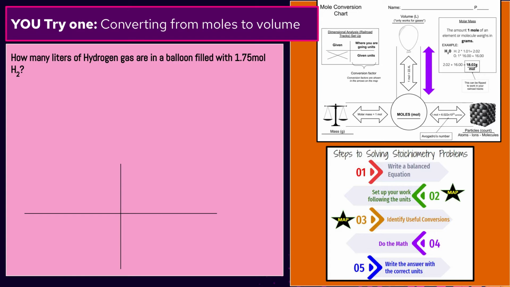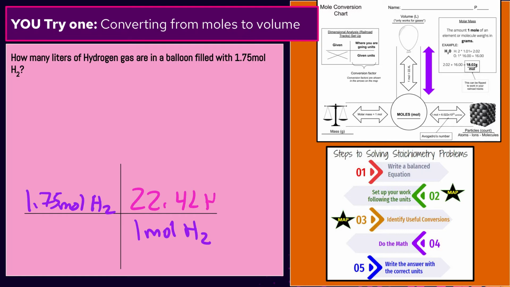You try. How many liters of hydrogen gas are in a balloon filled with 1.75 moles of hydrogen? Okay, to start this, we are given 1.75 mole H2. So on the bottom, I need to have my 1 mole H2 and then my 22.4 liters. So here our answer is 39.2 liters H2.